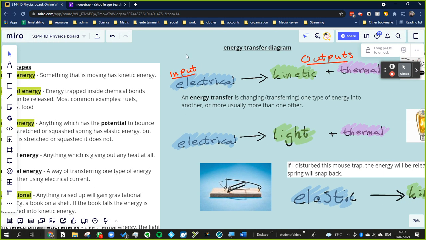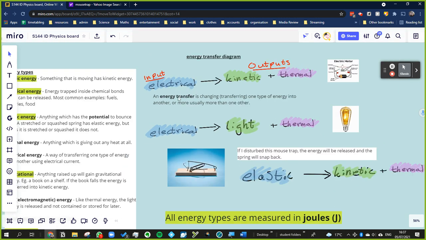So what is an energy transfer? It's when one type of energy is transferred into any other types of energy. It could be one, two, or more types of energy. So this electrical motor is trying to make kinetic energy. It helplessly also makes thermal energy. It's not part of the plan, but it does.